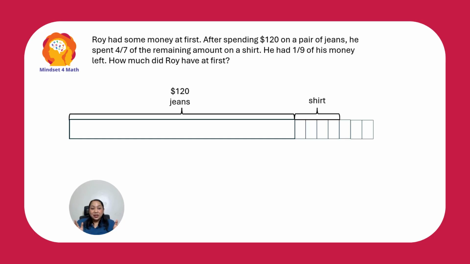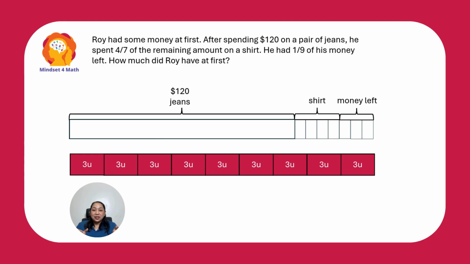Let's draw 7 units to represent the remaining amount and then label 4 units of the 7 units we just drew shirt. That would be the amount of money that Roy spent on the shirt. Which means we need to label the remaining 3 units as the money left. He had 1/9 of his money left. That means the 3 units there is equivalent to 1/9 of his money at first.